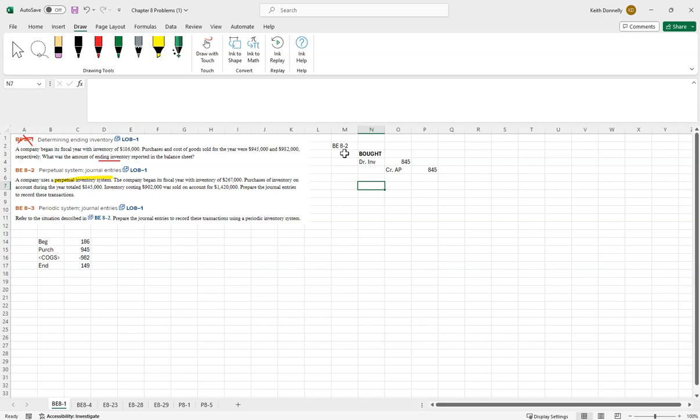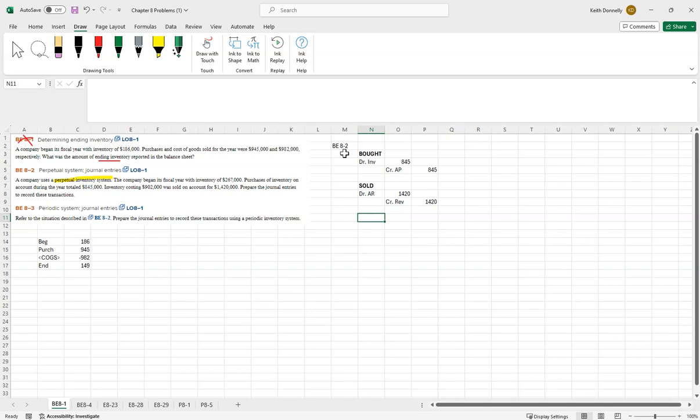Then it said that we sold some inventory. When it's a perpetual inventory system, we will have two journal entries. The first is we have to record the revenue. So we're going to debit accounts receivable for the selling price, in this case 1420, and then credit revenue for 1420. That's journal entry 1.